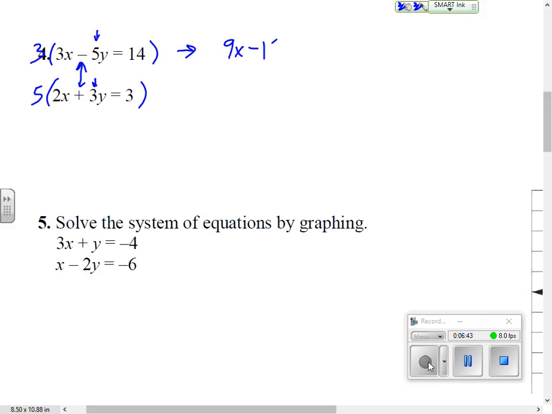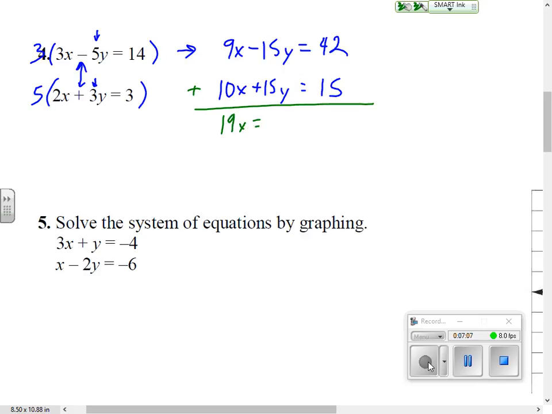That'll become 9x minus 15y equals 42. And then the second equation becomes 10x plus 15y equals 15. And so now when I add the two equations together, the y's will drop out. I'll get 19x equal to 57, and because the y's dropped out, I divide by 19, x would be 3. So I take that, substitute it back into one of my two equations.